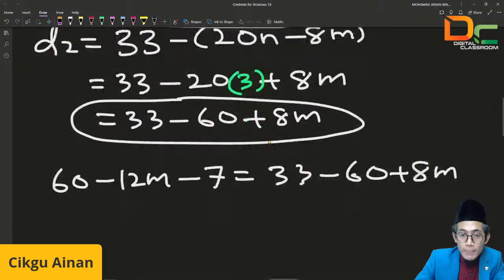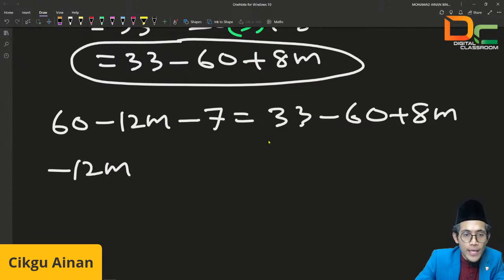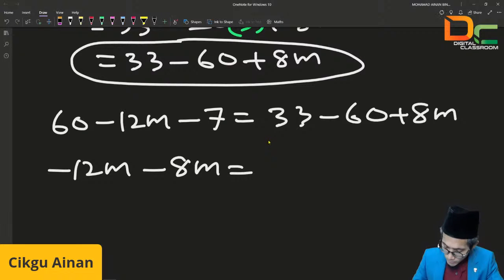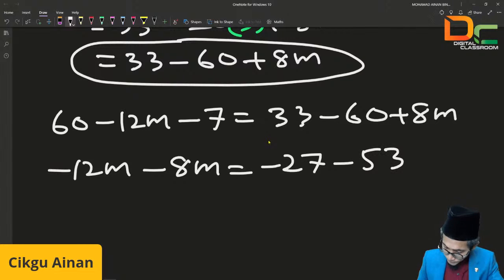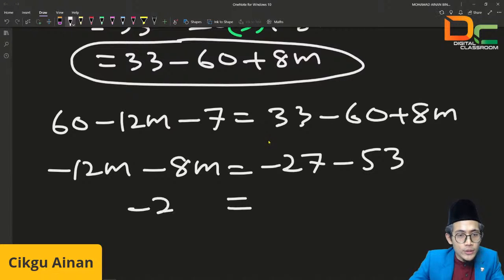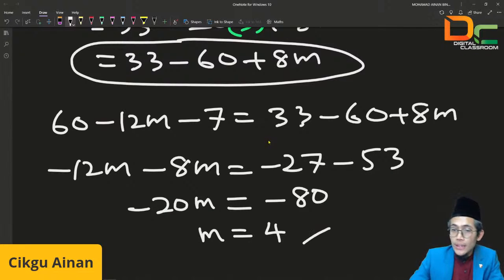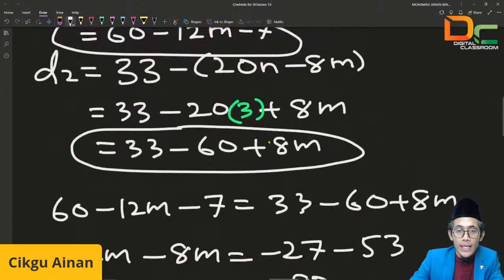Okay, and then we group the m's together. So minus 12m minus 8m, and then we group the numbers together. 33, 60. Okay, 27. So minus 27. Okay, minus 53. So this is minus 20m. This is minus 80. Okay, so m is 4. So we get already the value of m and n over here.